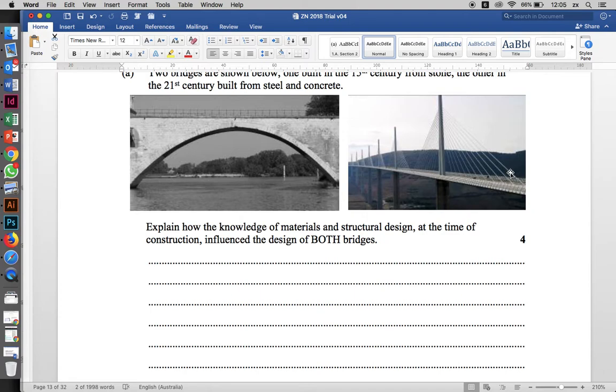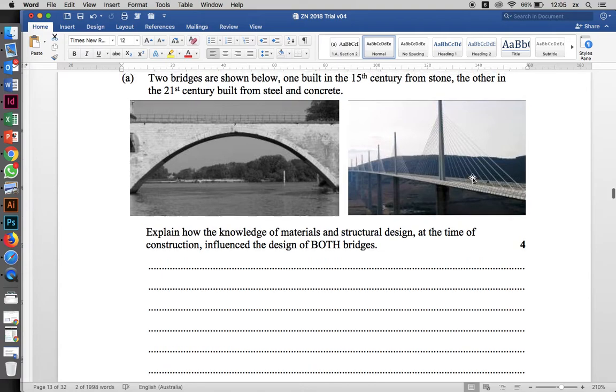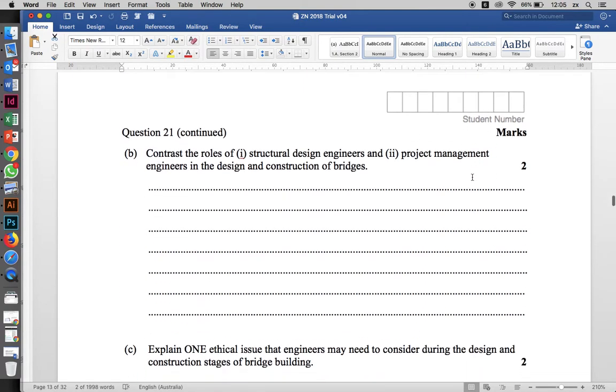On the other hand, the suspension bridges, what we have is the knowledge of advanced materials. We have high quality steel, high quality concrete. We have very good production methods to ensure quality, and we also have things like finite element analysis and computer simulation that allows us to design much bigger projects with a greater confidence. That would be something along the lines of what I would have written there.